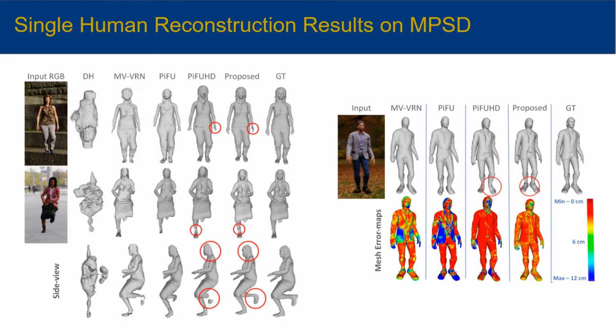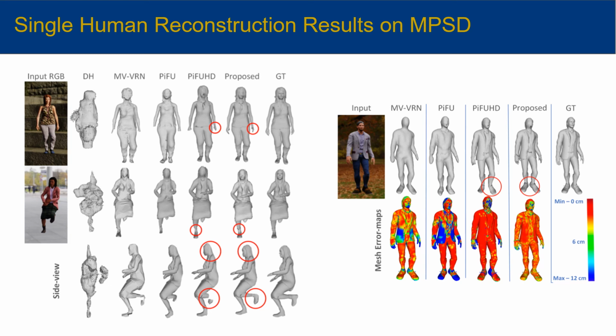We crop the image of one person with no occlusions from the MPSD dataset for fair single-person reconstruction evaluation with existing state-of-the-art methods PIFu, PIFuHD, MVVRN, and DeepHuman. Qualitative comparison is shown in the figure on the left, and quantitative evaluation is shown in the figure on the right.